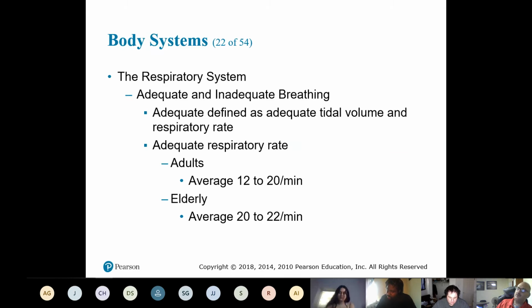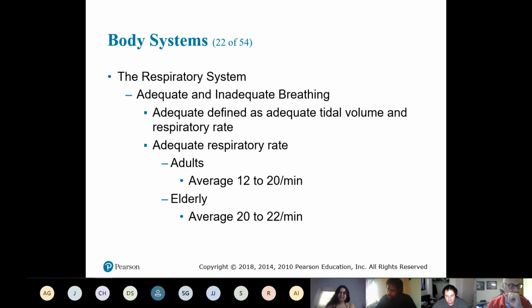And then also we want to have good rise and fall of the chest, expanding and collapsing. And also we want to look at the rate. The breathing rate or respiratory rate for an adult is 12 to 20 times a minute. Okay, 12 to 20 times a minute. Got that?